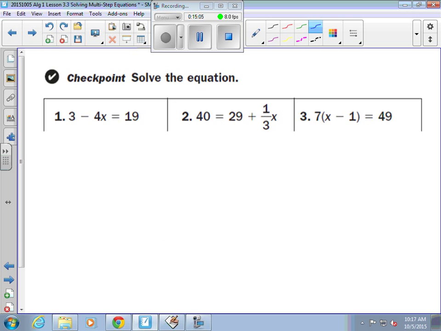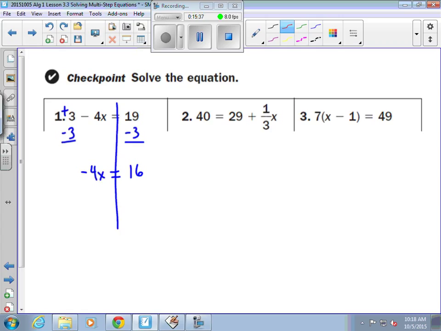And then you have some checkpoint problems. Let's do number 1 real quick. It says 3 minus 4x equals 19. Now this says 3 minus 4x. The minus in between doesn't tell you how to undo it. The fact that this is positive 3 does. It says positive 3 or plus 3. You subtract 3. If you subtract it from the left, subtract it from the right. Negative 4x is left over, equal to 19 minus 3, which is 16.